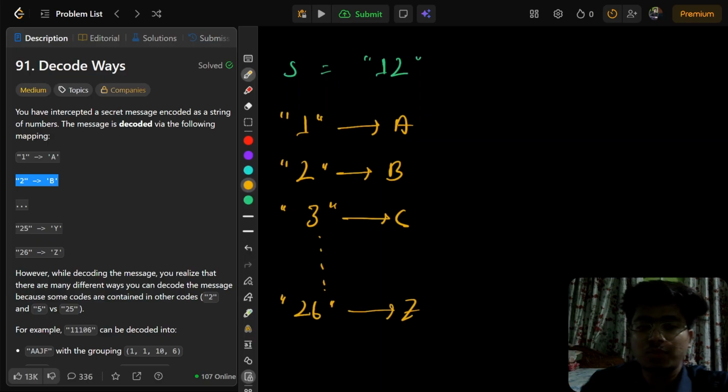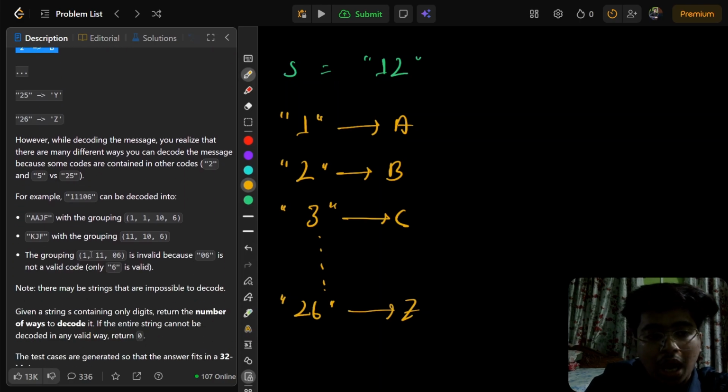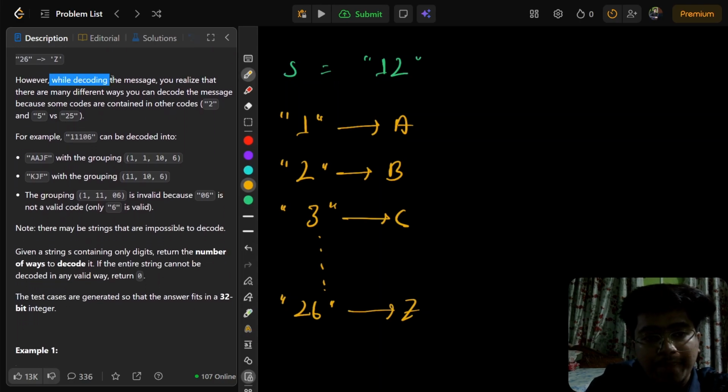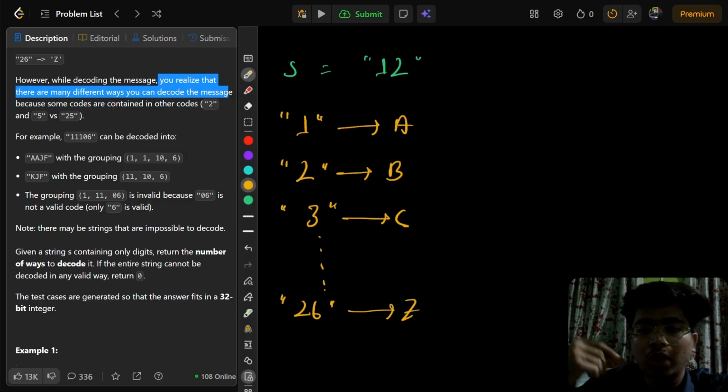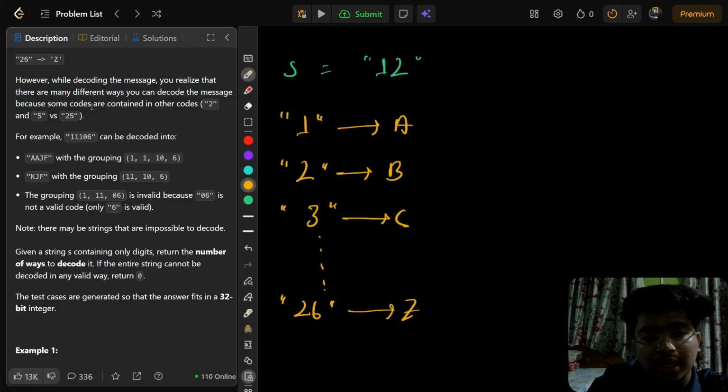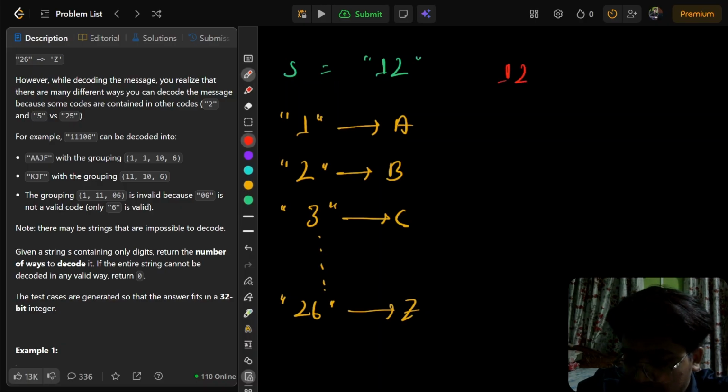Now let's look at what the next part of the question tells. However, while decoding the message, you realize that there are many different ways you can decode it, because some codes are contained in other codes. So let's take an example of 12. If you notice, we can decode this 12 in two ways.